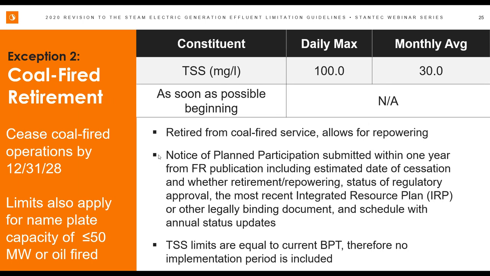Coal-fired retirement is very similar once again in what the definition here is. Cease coal fire operations. It does allow for repowering. Notice of planned participation must be submitted within 1 year of publication date, including an estimated date of cessation of coal firing and whether retirement or repowering, status of regulatory approval, the most recent IRP or other legally binding document, and a schedule with annual status updates. So pretty much it needs to be more than, yeah, we're thinking about retiring the station. This is a firm commitment.